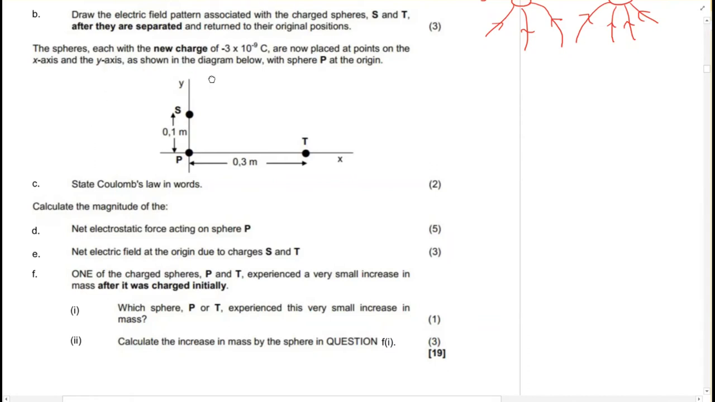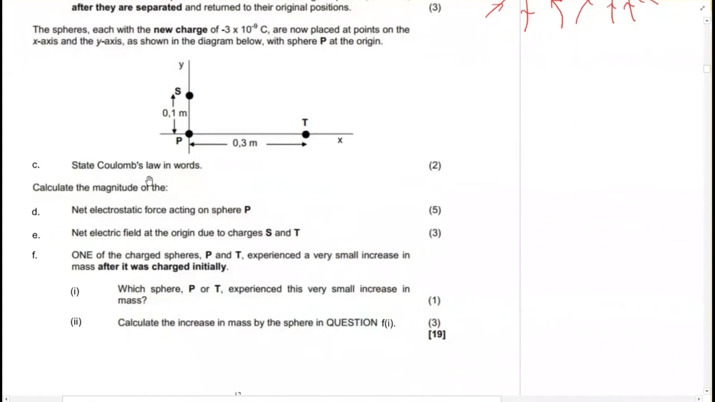So the spheres, each with a new charge of -3 nanocoulombs, are now placed at points on the X and Y axis, as shown in the diagram below. Again, state Coulomb's law. Calculate the magnitude of the net electrostatic force acting on sphere P. Now, first of all, the magnitude. We don't need a direction here, okay? Just the magnitude. We want the net electrostatic force acting on sphere P. So that one over there. So start off with your free body diagram. Look at what it's going to do. They are all negatively charged. Okay, remember they all carry a charge of -3 nanocoulombs.